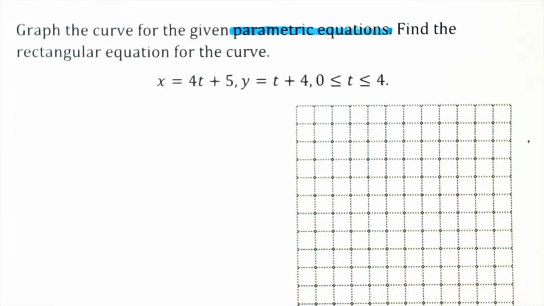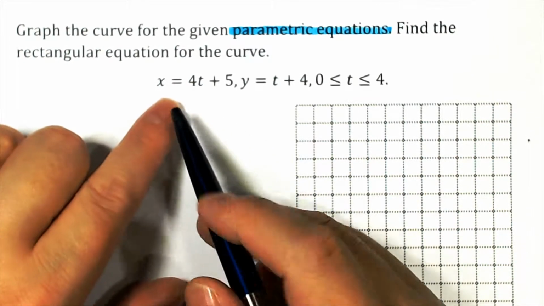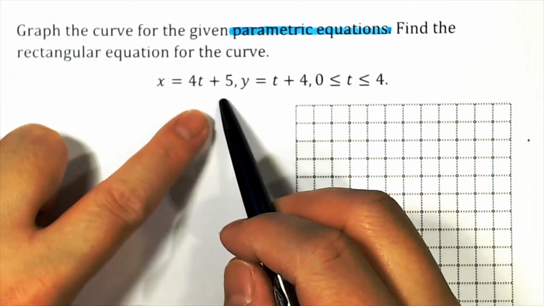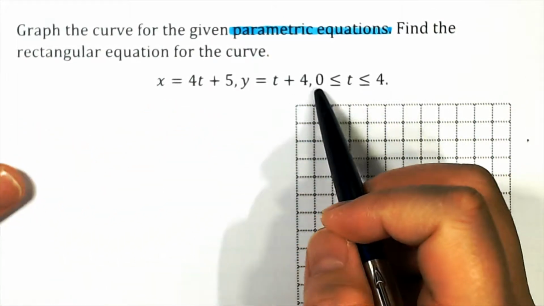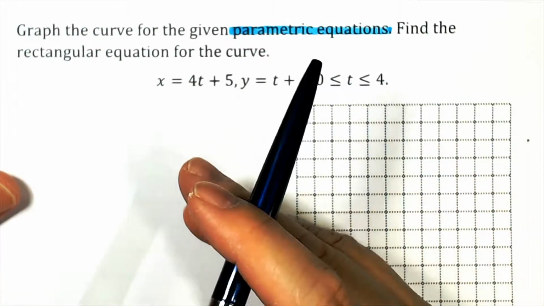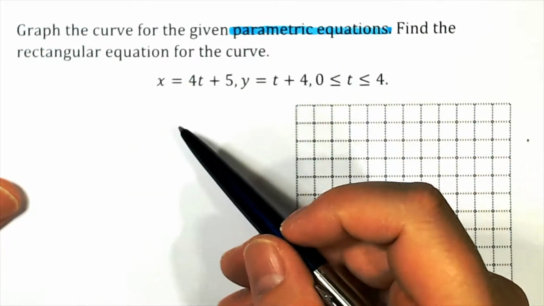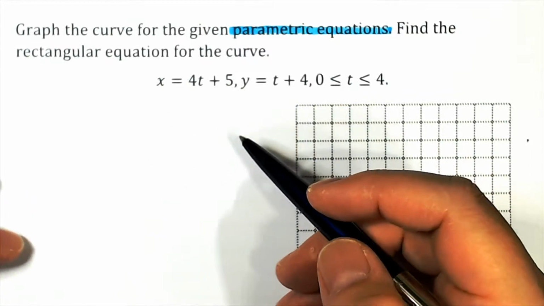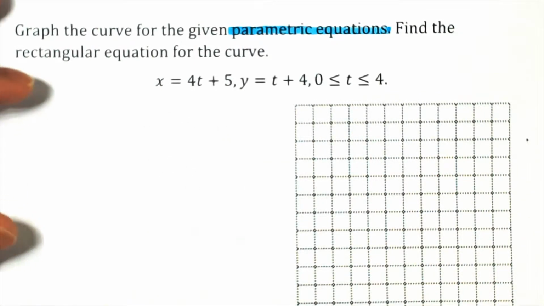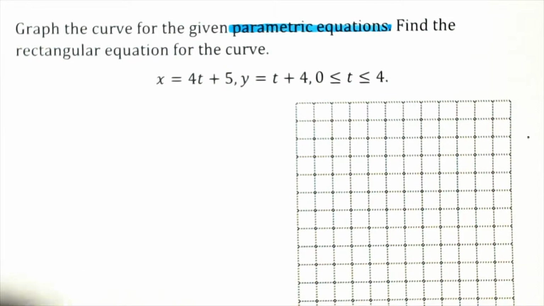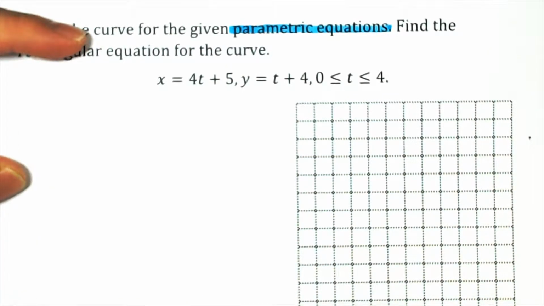Graph the parametric equation. We are given x depends on t and y depends on t, where t goes from 0 to 4. To graph this is pretty simple. We can choose some values for t and then find x and y, and then we graph it. It should be simple, but let's just do some algebra and try to get the equation as well.